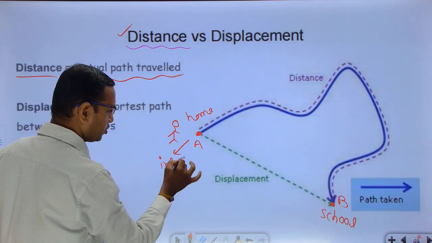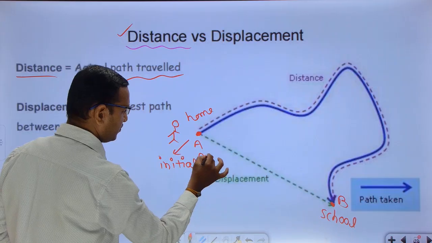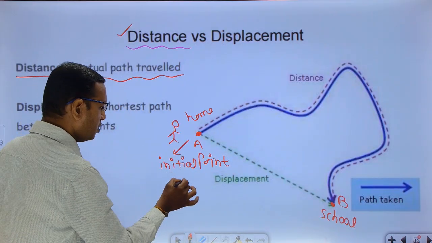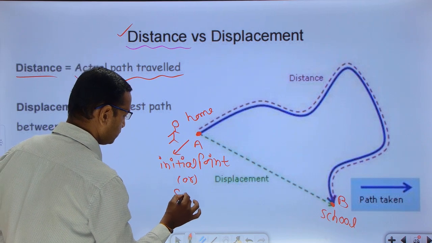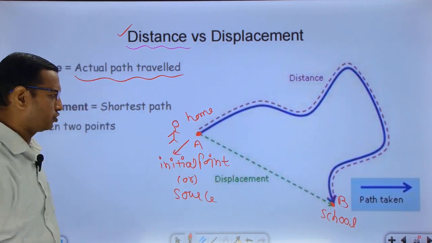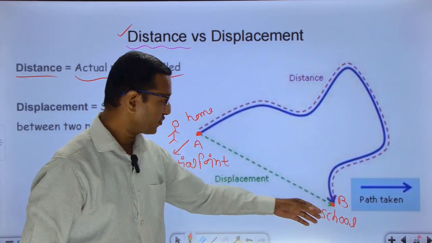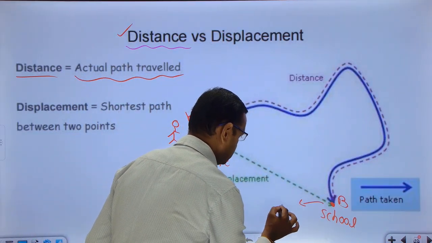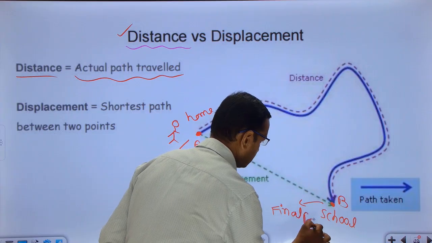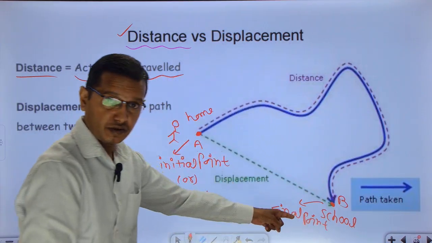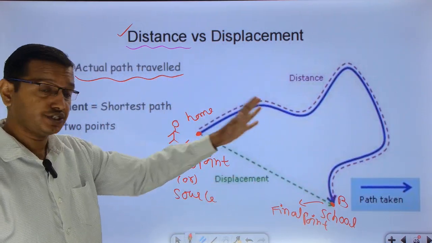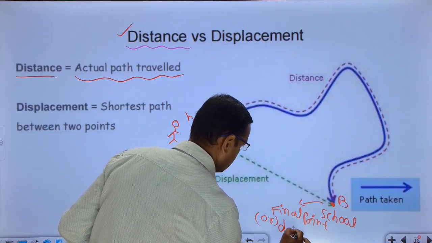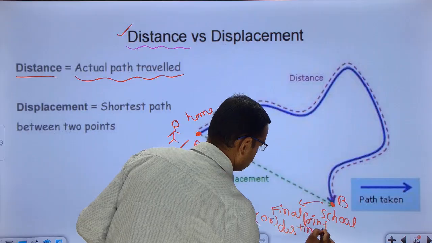In physics, the terminology is very important, so you should be very comfortable with it. Initial point, or you can call it initial position, or source point, or simply source. Now, coming to point B, where exactly will I go? That is the final point. You can call it the final position, or the destination.